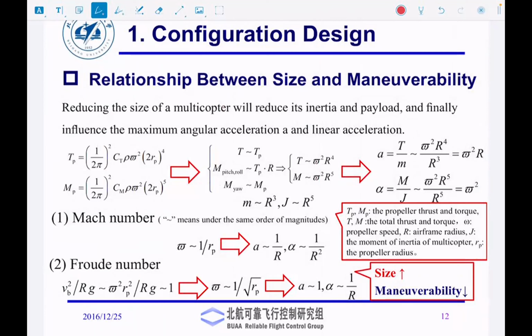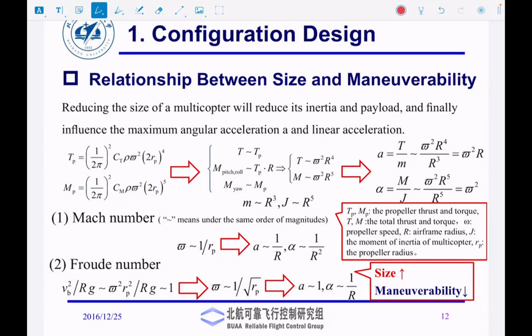Now, another important aspect, and this is where I was talking about the dynamic similarity, kinematic similarity, and the geometric similarity, is please try to understand. TP is the thrust that is generated by the prop. Thrust generated by the prop is given by 1 divided by 2 pi squared, it's a constant, CT, which is the coefficient of thrust, multiplied by rho, which is the density of air, multiplied by omega, which is angular speed, omega squared, and multiplied by the radius of the prop to the power 4. So the thrust given by the prop is proportional to Rp to the power 4 and omega squared.